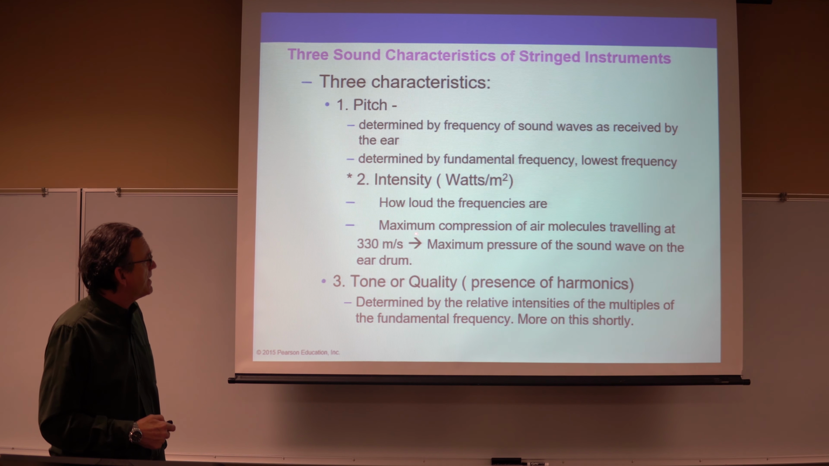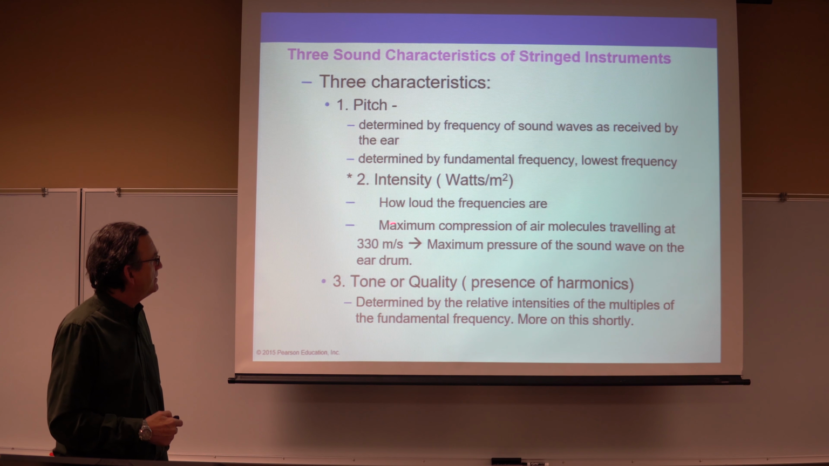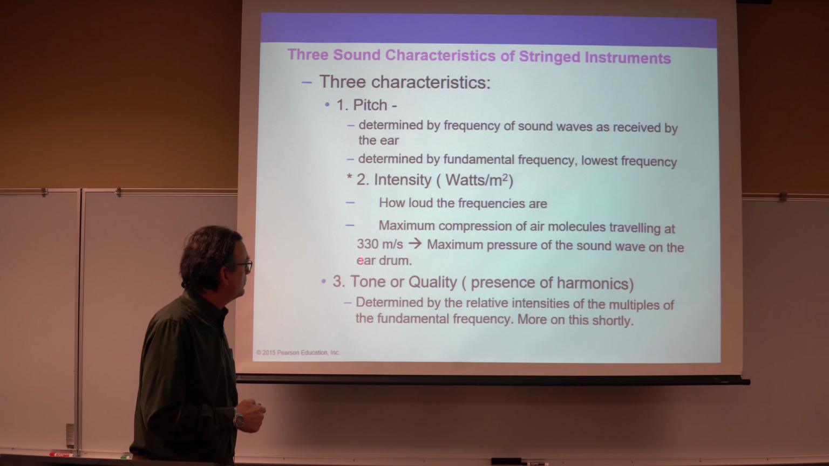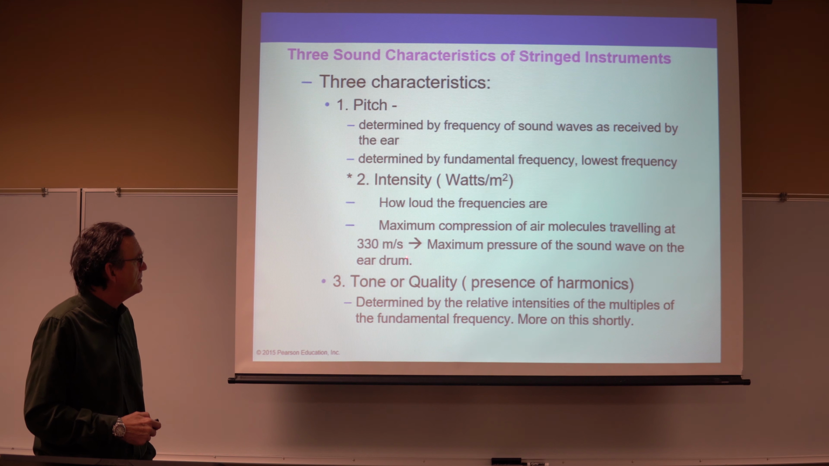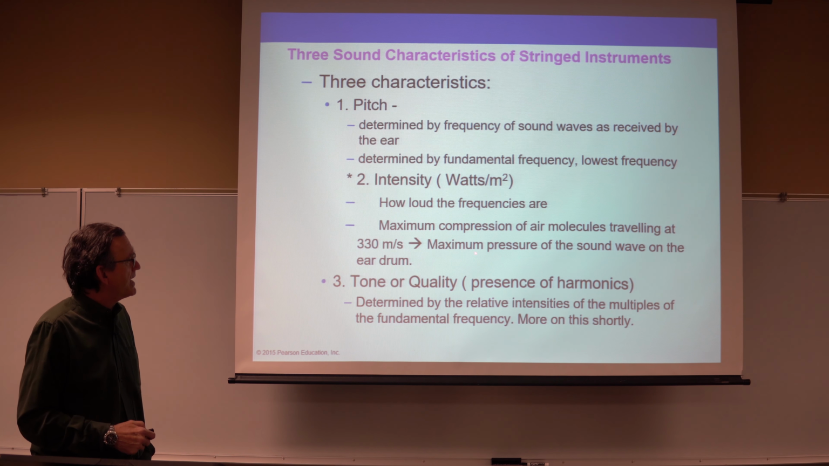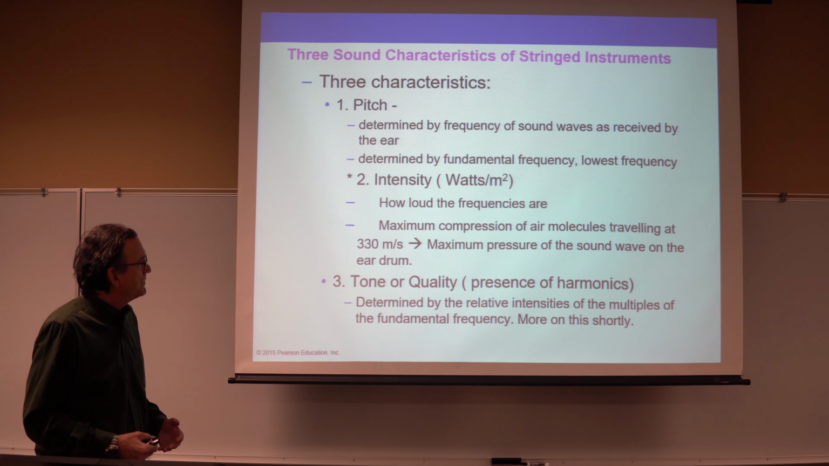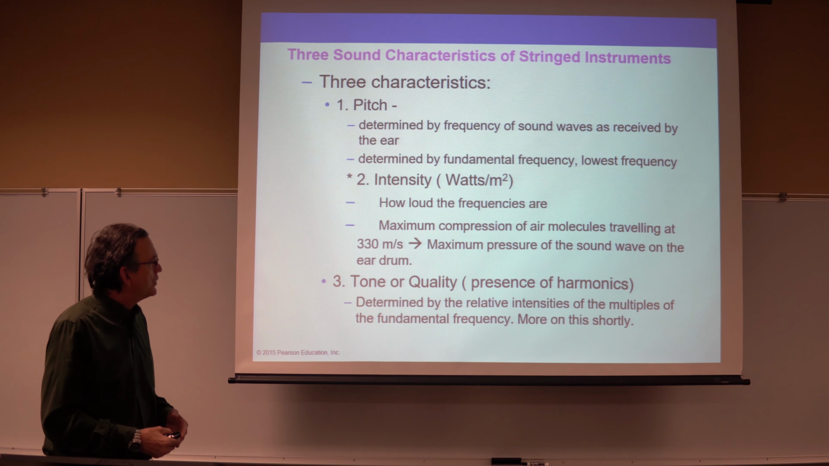So when we get the maximum compression of air molecules traveling at the speed in air, which is what we'll be dealing with primarily here, 330 meters per second, that will yield a maximum pressure on the eardrum. So if that maximum compression is higher, we experience it as a louder sound. We can measure that in terms of the rate at which that compressed air is hitting our eardrum, and that will give you our unit that we'll talk about.